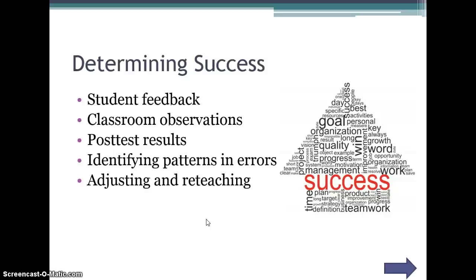If I'm noticing some students are getting the same problems wrong, I would look to identify patterns in these errors and finally adjust and reteach as necessary. Teaching is always going to evolve and change, and I'm looking to improve, and that may even mean going back and reteaching a lesson through this ID plan.